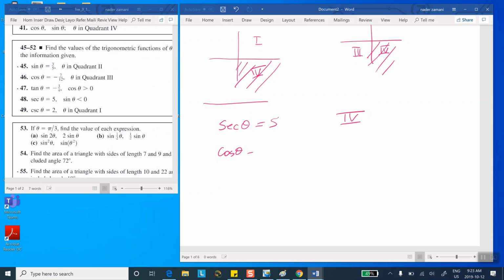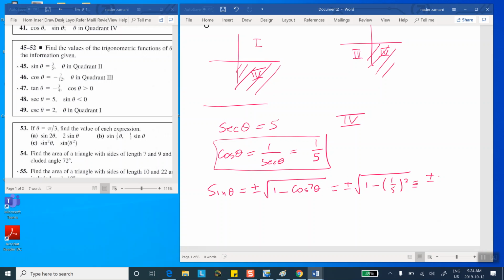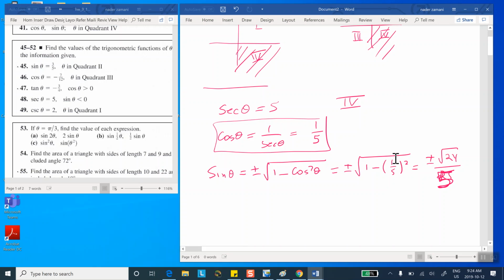Cosine of theta is 1 over secant, immediately 1 over 5. That's done. Sine of theta is equal to plus or minus square root of 1 minus cosine squared theta, which means plus or minus square root of 1 minus 1 over 5 squared. That means plus or minus square root of 24 over 25, so root 24 over 5. Now it is true that root of 24, you can, if you want, write it as 2 root 6, but that's not the issue here.